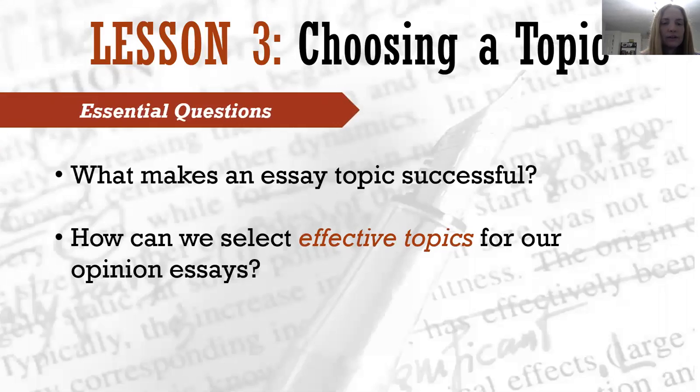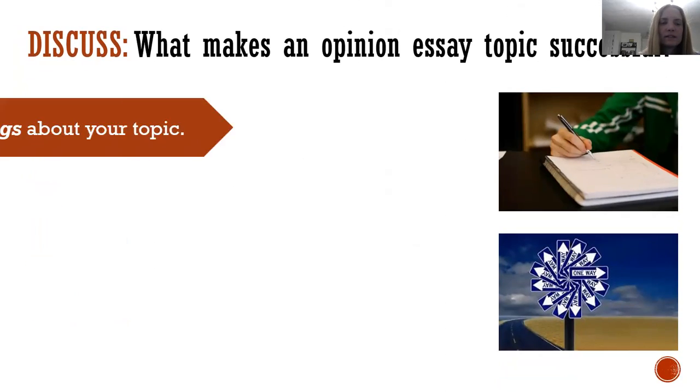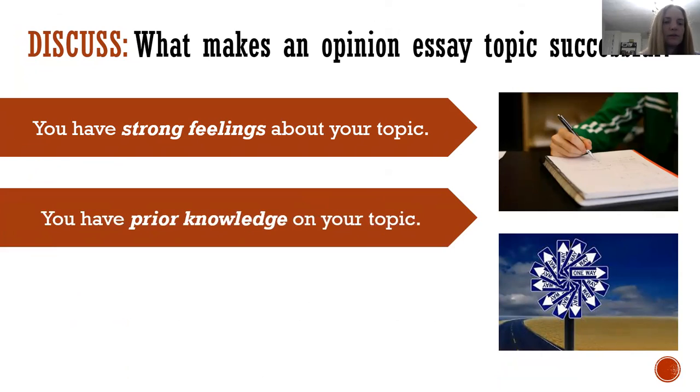Okay, so how do you choose your topic? What makes it successful? How do we select effective topics for our opinion essays when they're not given to us? Well, what makes it successful is that you have strong feelings about something. You really like it or you really don't like it. You have knowledge about it. So maybe you read something or you just know a lot about it.